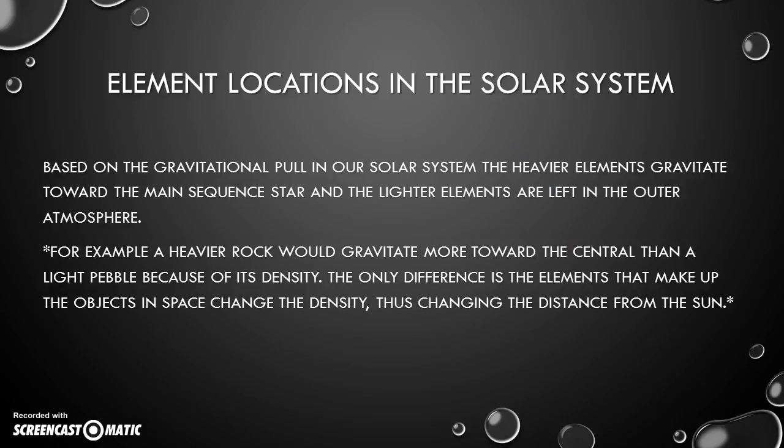So element locations in the solar system. Based on the gravitational pull in our solar system, the heavier elements gravitate toward the main sequence star, and the lighter elements are left on the outer atmosphere. So basically it depends on the density of the object, and based on the element of which it's created, that would change.